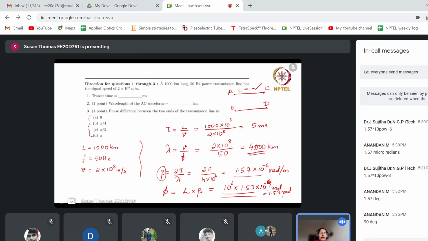Yes. So the answer is right. It's 90 degrees, or we can say pi by 2 radian. Pi by 2 radian or 90 degrees. Yes. So I hope this question is clear. Actually, this is a very simple question.